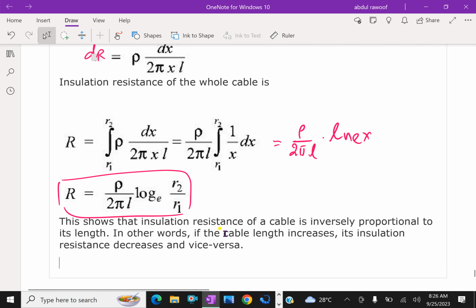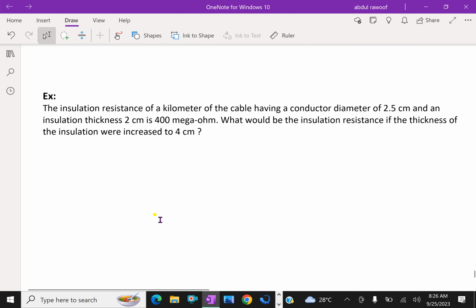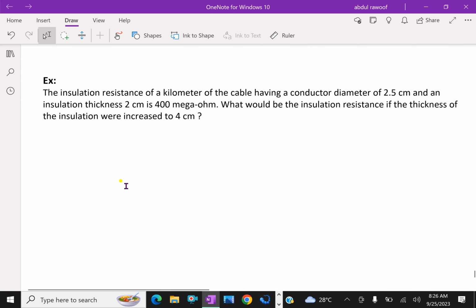This shows that insulation resistance of a cable is inversely proportional to its length. In other words, if the cable length increases, its insulation resistance decreases and vice versa. Now, let us do an example problem to understand this concept.